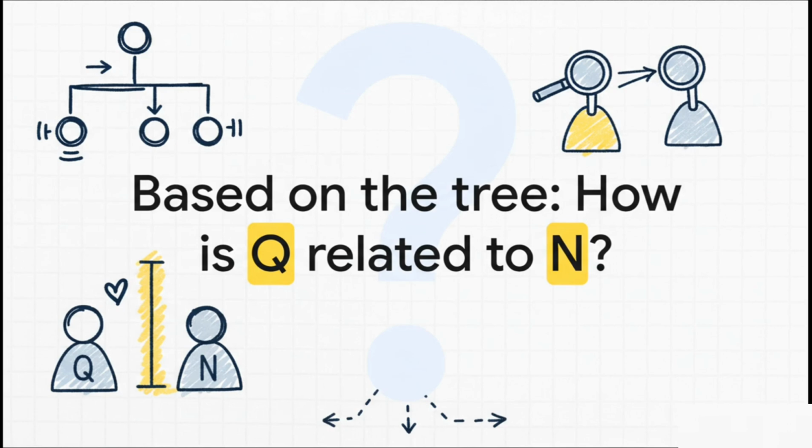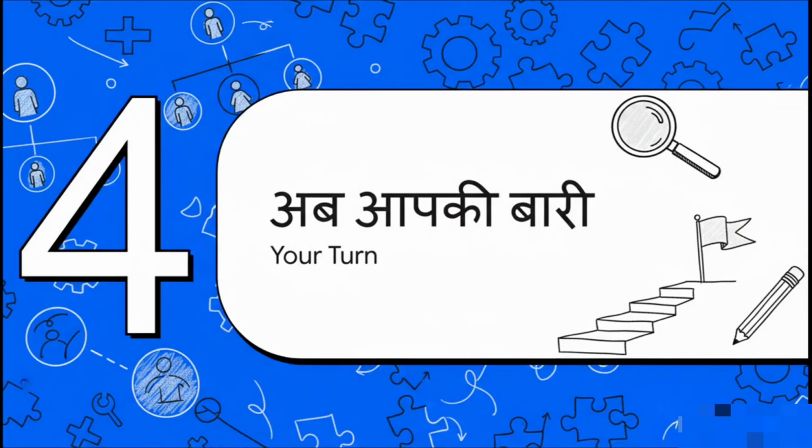For example, let's say they ask, how is Q related to N? All we have to do is look at our chart, find Q, find N, and that vertical line tells us everything we need to know. Q is N's mother. Done. All right. You've seen the tools, you've followed the blueprint. We just walked through a pretty tricky problem step by step. So, now it's your turn to take on the challenge.